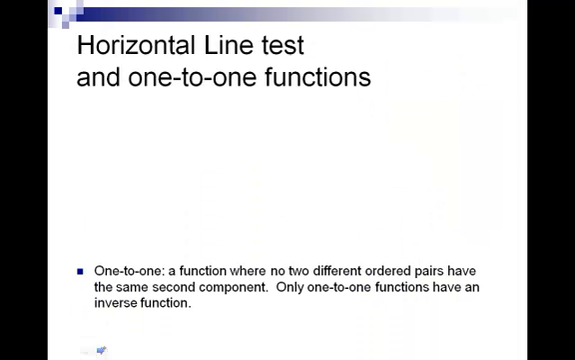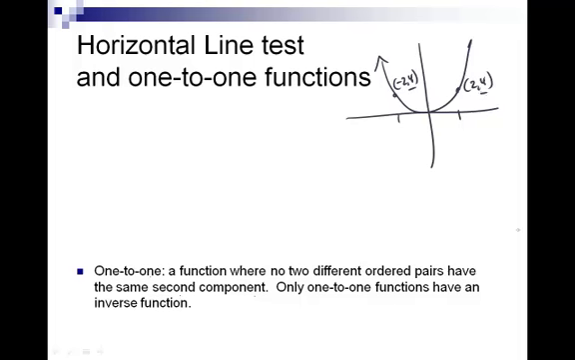All right, the horizontal line test and one-to-one functions. Horizontal line test is just what it sounds like. A one-to-one function is a function where no two different ordered pairs have the same second component. Only one-to-one functions have an inverse function. This means that not only does every x have a unique y, but there cannot be two with the same second component.